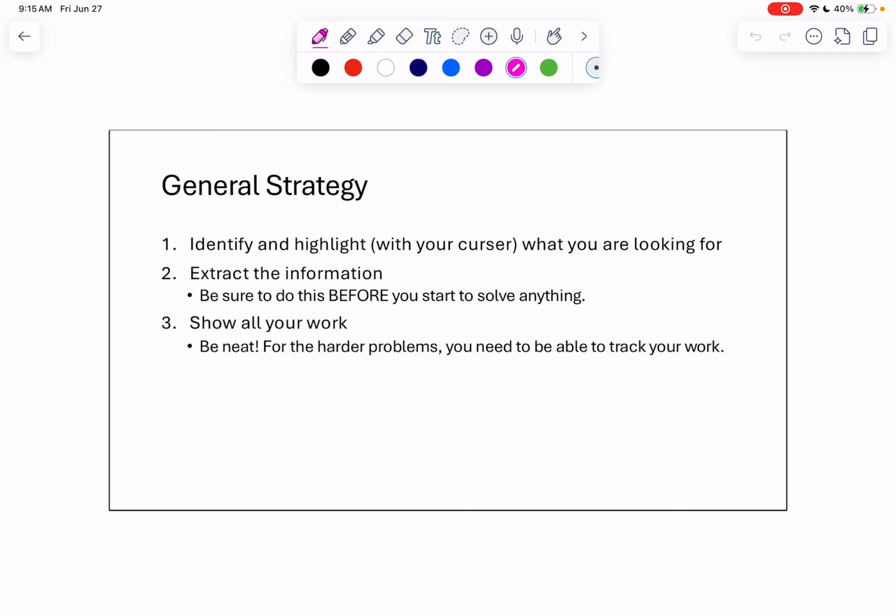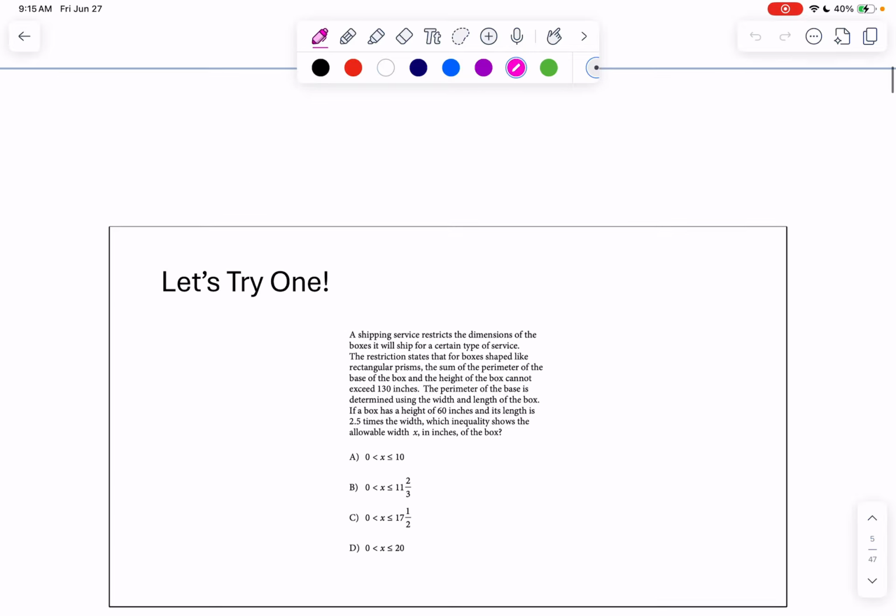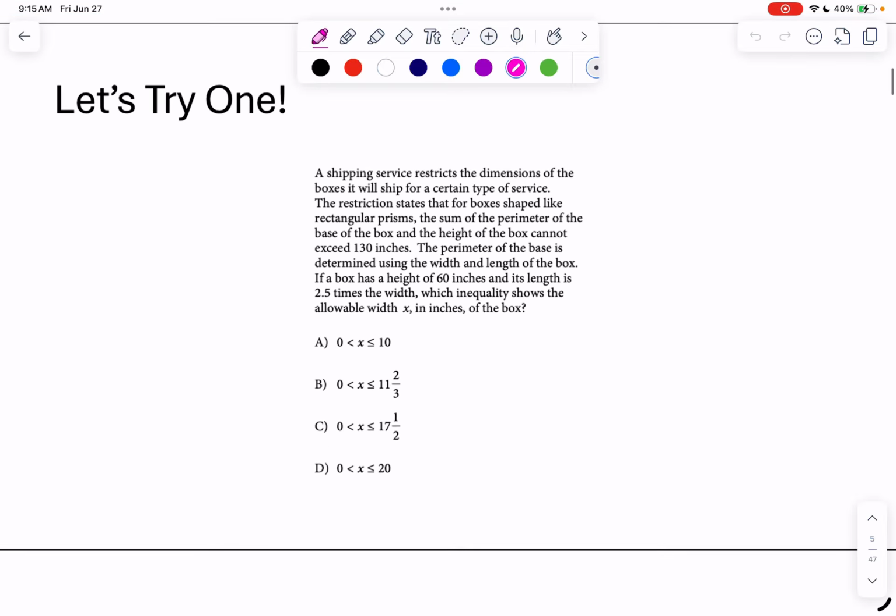And again, once you do get to the solving, be sure to show your work. Be neat. For harder problems, they're longer. You're going to need to track your work, so make sure that you have a way of seeing what you've laid out for yourself. So let's give that a shot. And I'll give this one a read for us.